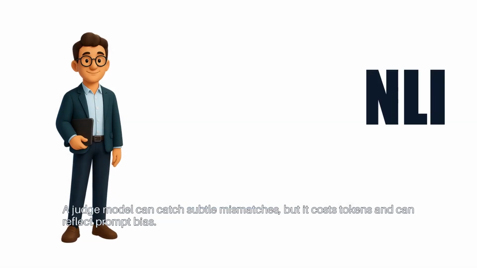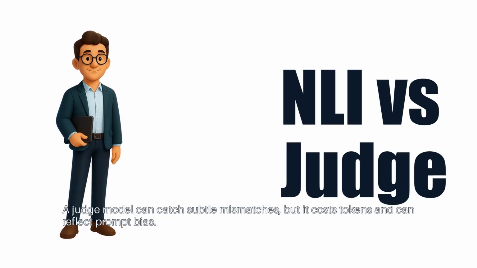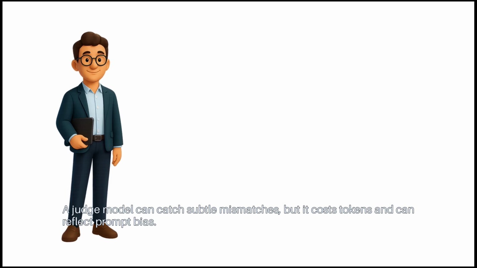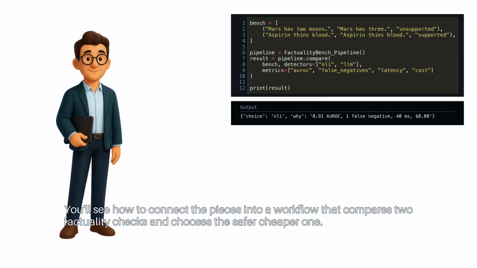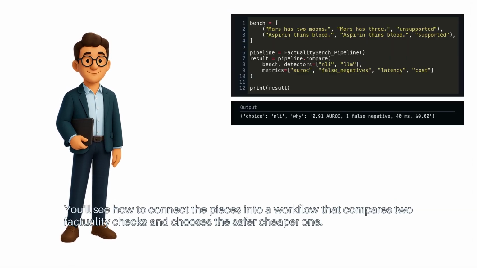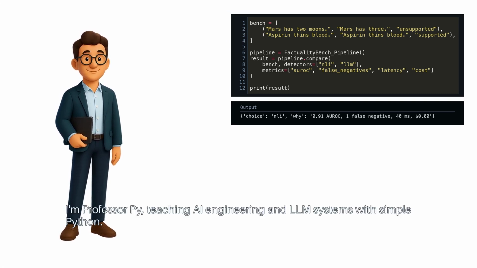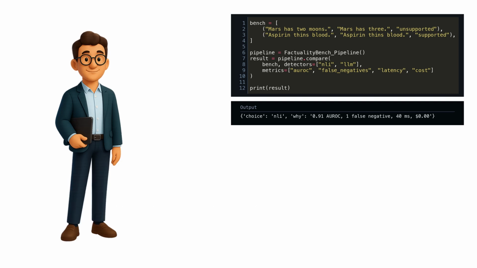A judge model can catch subtle mismatches, but it costs tokens and can reflect prompt bias. You'll see how to connect the pieces into a workflow that compares two factuality checks and chooses the safer, cheaper one. I'm Professor Pi, teaching AI engineering and LLM systems with simple Python.